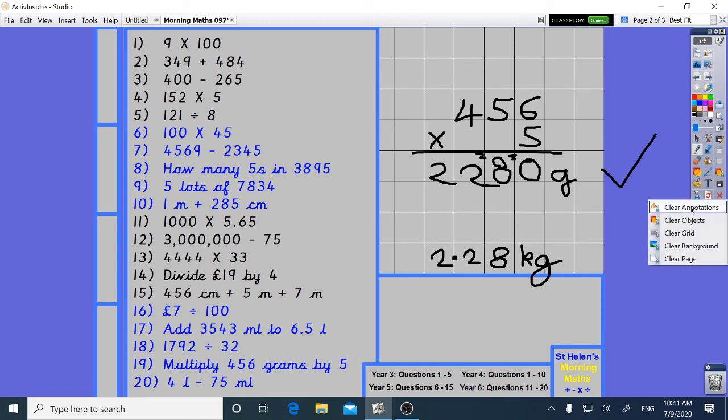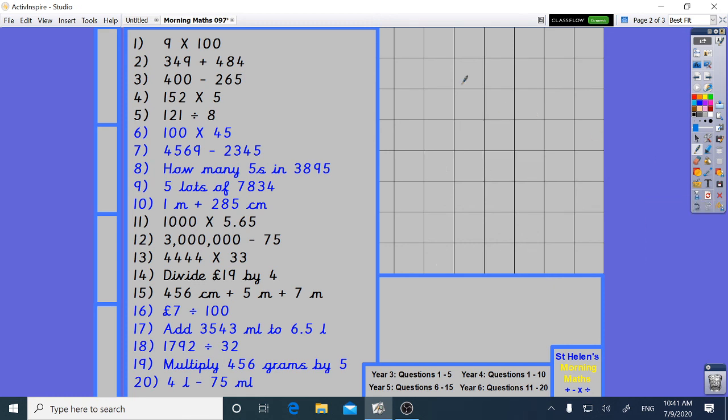Finally, we get to question 20. 4 take away 75. We can't do that, can we? Because 4 litres and 75 millilitres. So let's put the 4 litres as 4,000 millilitres, which is what it is. 4 litres is 4,000 millilitres. Then we can take away the 75 millilitres quite easily.